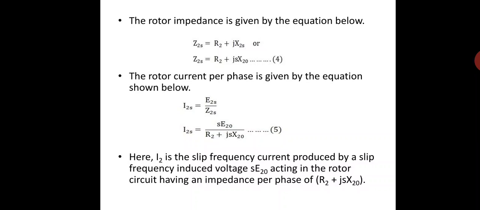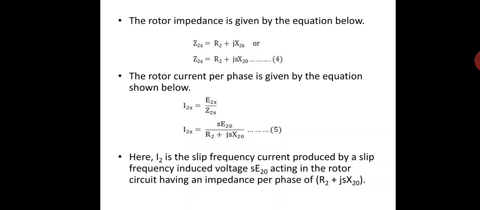From this circuit we can write the rotor impedance Z2. We know that Z is equal to R plus JX. We already discussed in three-phase AC circuits how to write the basic expression for impedance. So here we can write the impedance on the rotor side: Z2S is equal to R2 plus JX2S, and here X2S is affected by the slip value, so it can be replaced by S into X2 naught.